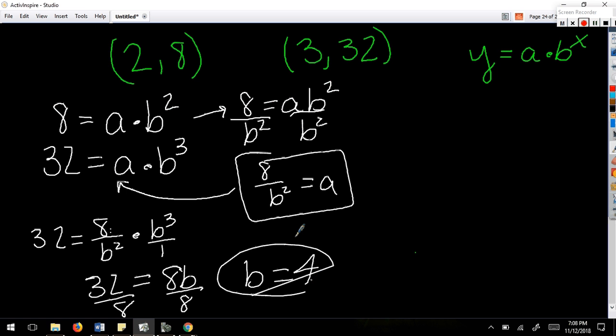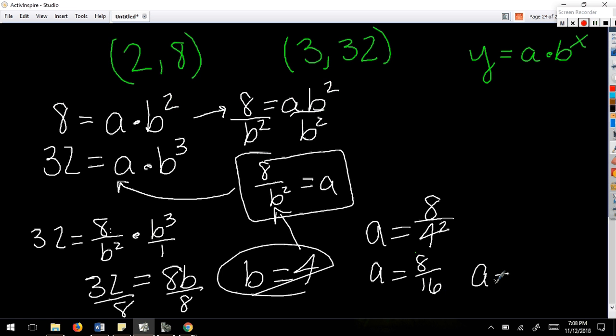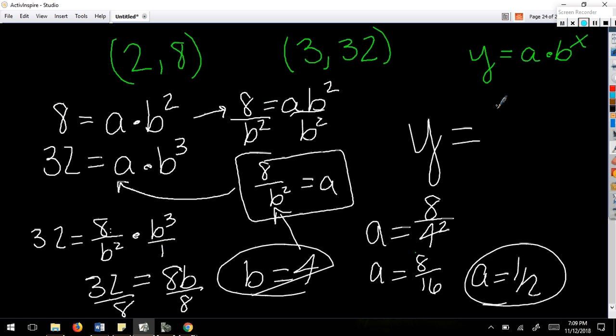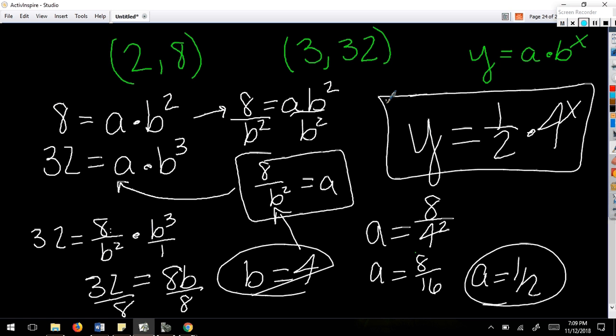Okay, back to my equation for a. If b is 4, then a must be 8 over 4 squared, which is 8 over 16, which is 1/2, which I hope you recognize what that means. y equals 1/2 times 4 to the x.